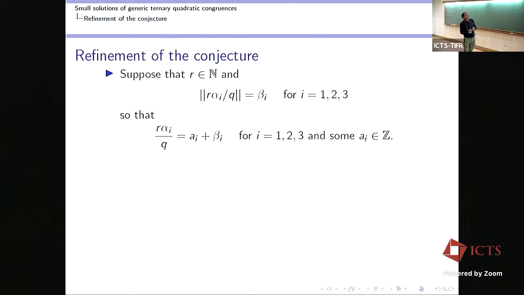Okay, so suppose r is such that r times alpha i divided by q, distance to the next integer is equal to beta i. So that we have that. Okay, there's a little mistake here. So in the case when beta i is, yeah, so it may be plus or minus beta i. Okay, but doesn't matter for the argument.